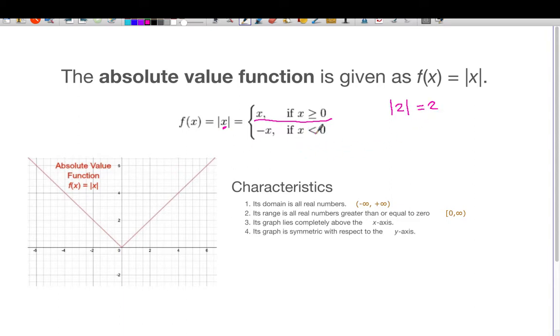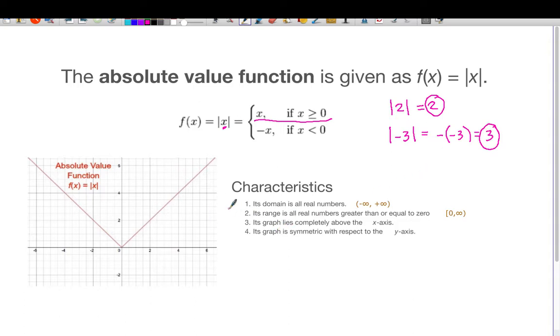On the other hand, if we have a value that's less than 0, let's say the absolute value of negative 3, since our x in this case is negative 3, and negative 3 is less than 0, then we are going to get the negative of that number. So this is equal to the negative of this number inside, which is negative 3. So we get negative of negative becomes positive. Whatever the x value here, the absolute value would always result in a positive value.